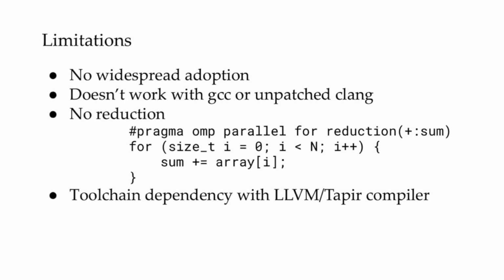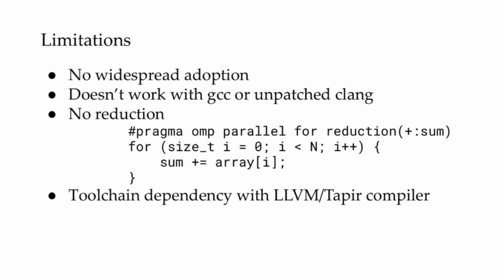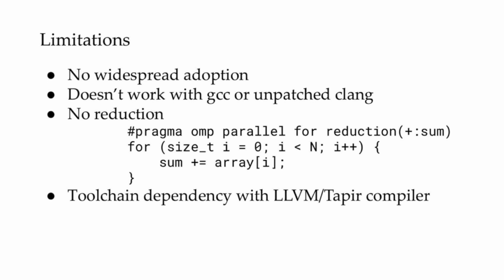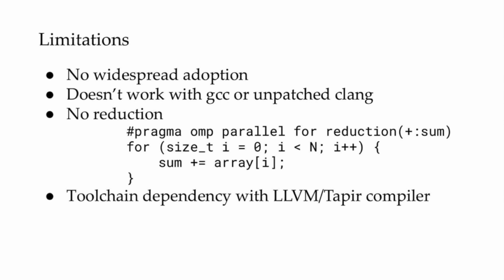And finally, there's no reduction like you see within OpenMP, where you're able to point that toward a variable and it's able to handle the data sharing that occurs between threads. That's not developed, that's not ready to be used in OpenCilk. So that's another limitation of why this isn't being adopted and used as commonly as something like OpenMP.